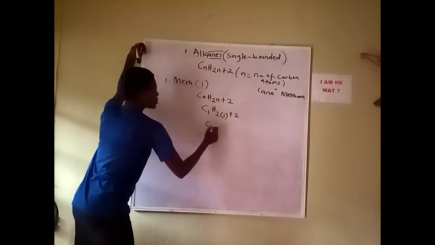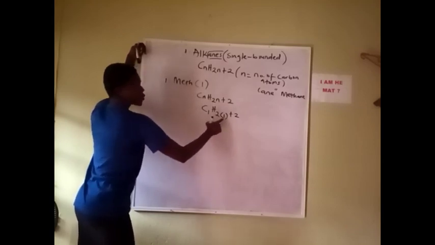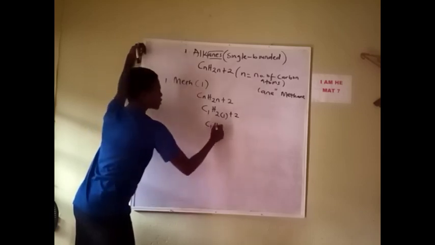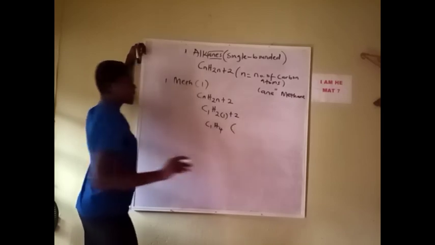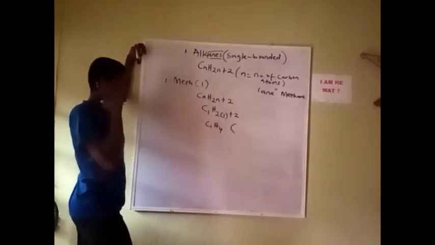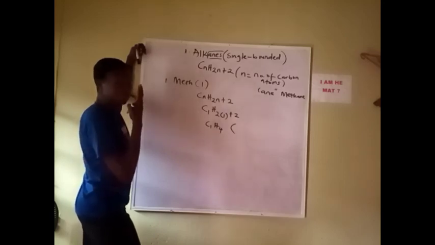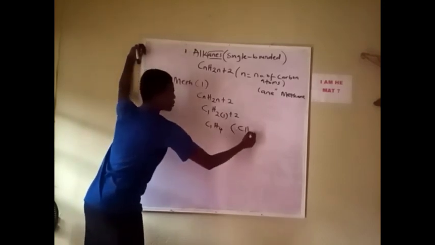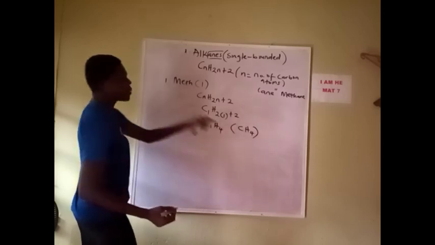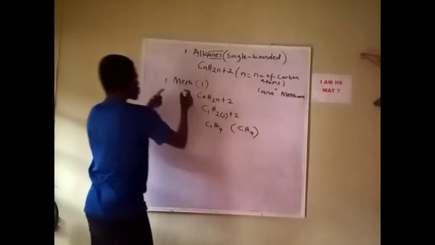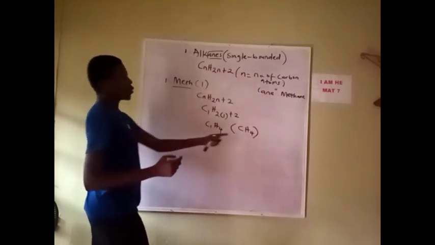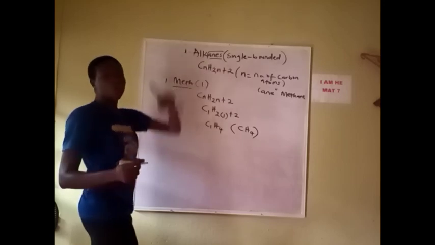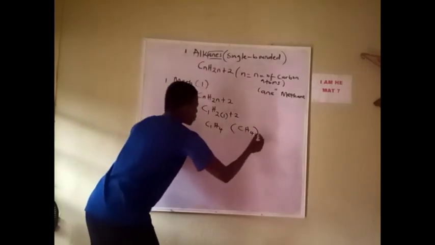So we have C1. Let's open the bracket. 2 times 1 is 2. Plus 2 is 4. We're having C1H4. To be right with the standard, you don't write 1. 1 is not needed, okay? You just write CH4. So now this becomes methane, because carbon 1, and also the general formula CnH2n+2 is for the alkane homologous series. So we're having CH4. That's methane.